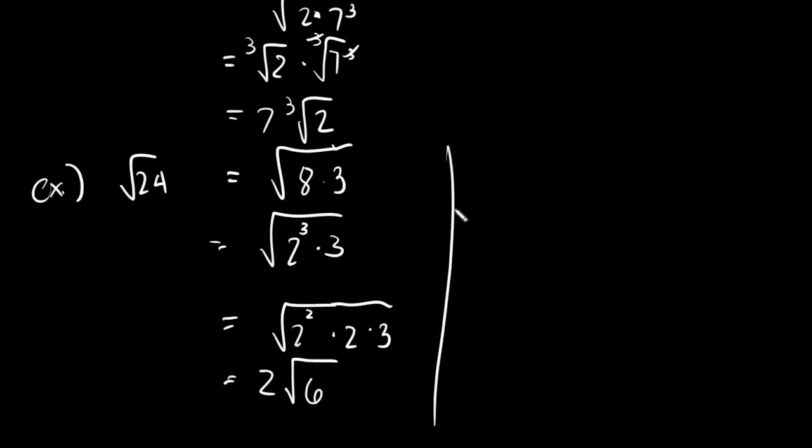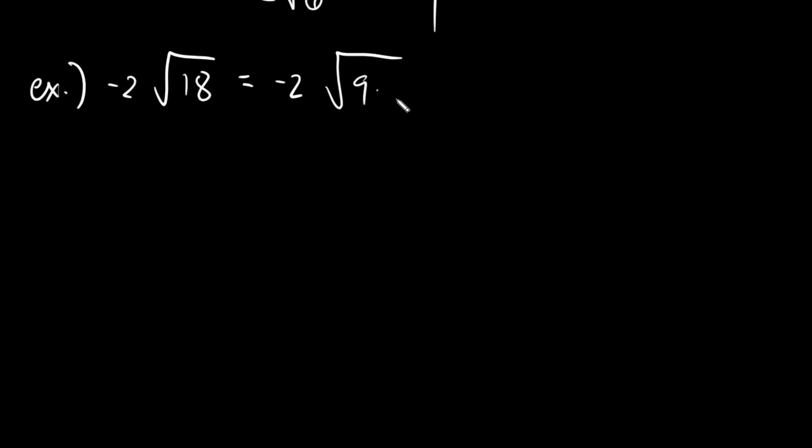Or, we can actually break it down like this. We can have the square root of 4 times, I think it's 6. Yeah, 4 times 6. Okay, the square root of 4 is definitely 2, so you can take it out. So, you will have 2 square root of 6. It's the same thing. Okay? So, that's one way, again. There are different ways of simplifying your radical. But the key thing here is you must be able to see what are the different factors in your given. Okay? So, you must be able to see.